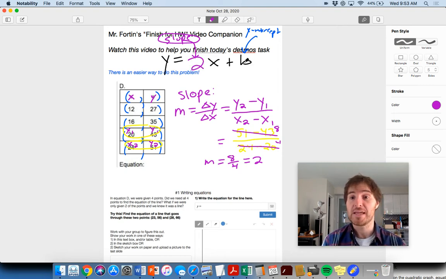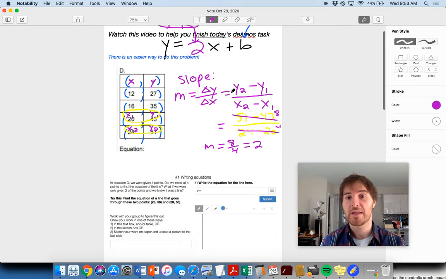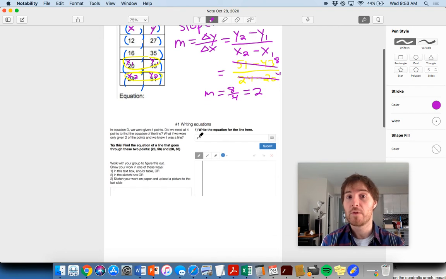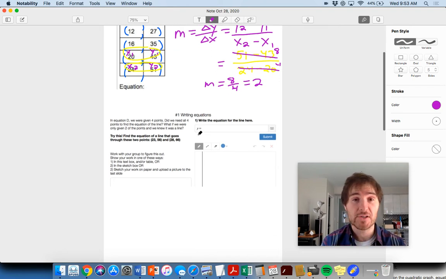That leaves us our b, finding the y-intercept. Okay, finding the y-intercept. Maybe let's save the b part for later. I'll come back to this one later. Let's get the slope of number 1 right here. Okay, so check this one out.